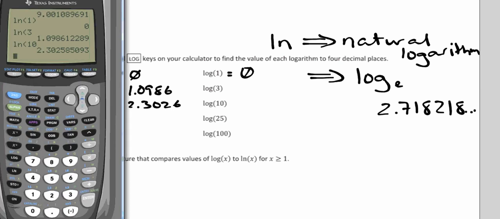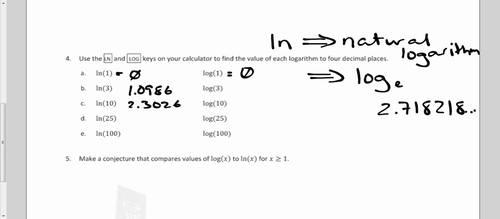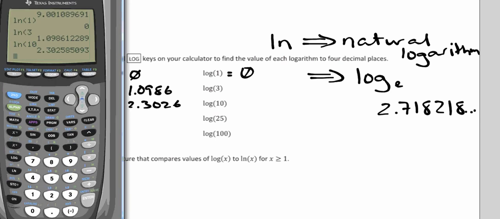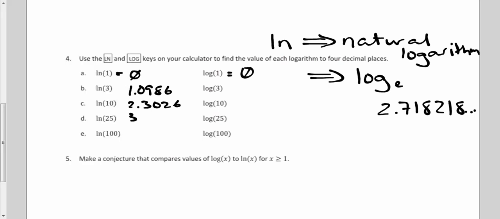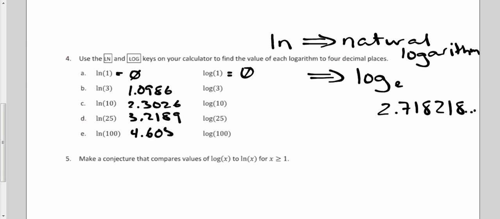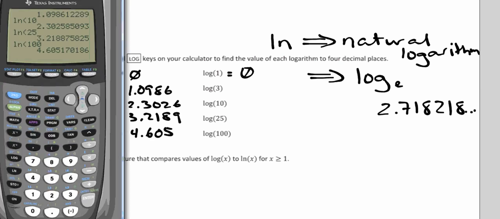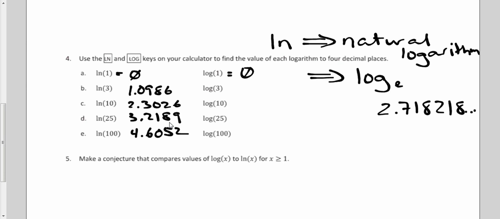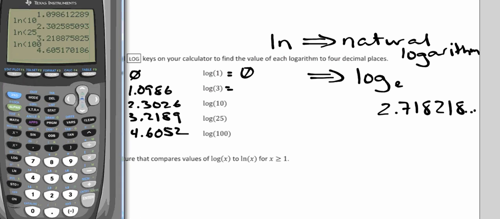Okay. Natural log of 25. So now you're back. We're going to do natural log of 25, and I get 3.2189. Natural log of 100. Oops, clear. Natural log of 100, and I get 4.6052. Okay. Log of 3. Enter. 0.4771.